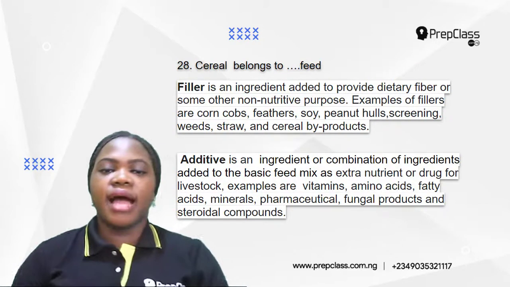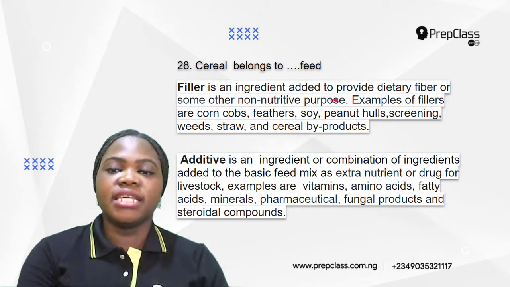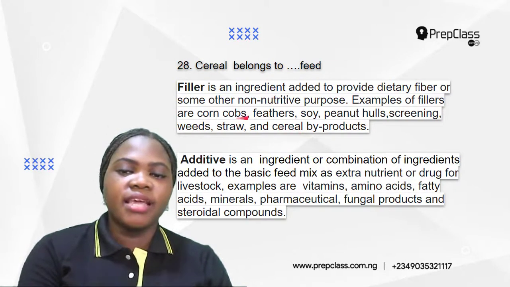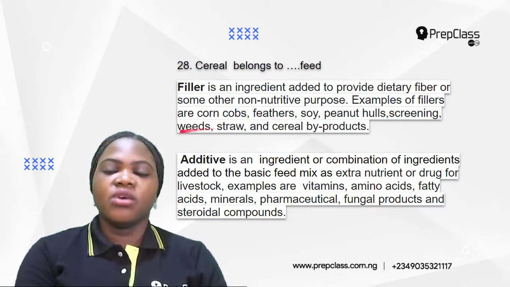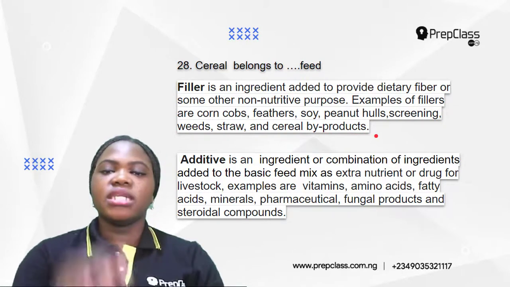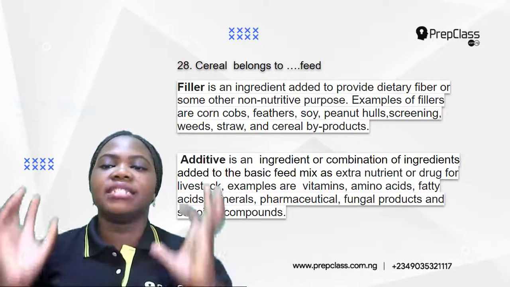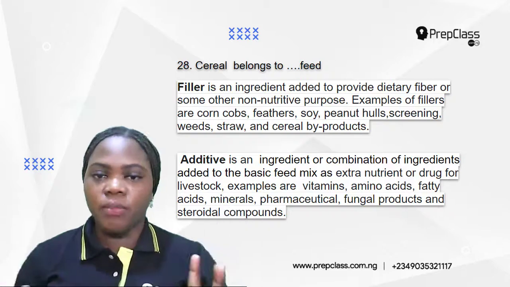Okay, so now, filler. What is filler? Filler is an ingredient added to provide dietary fiber or some other non-nutritive purpose. Examples of fillers are corn cobs, feathers, soil, peanut hulls, screening, weeds, straw, and cereal byproducts. So these are examples of fillers. So it is used to provide dietary fiber or some other non-nutritive purpose.